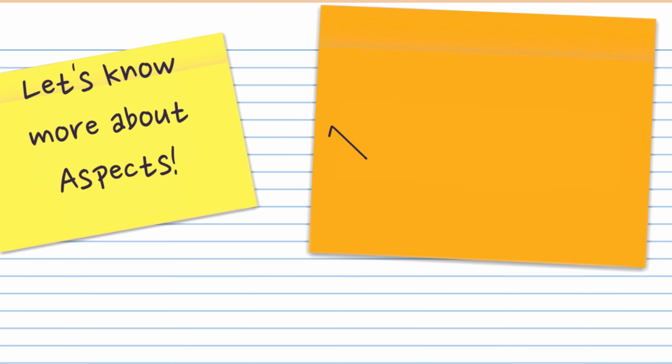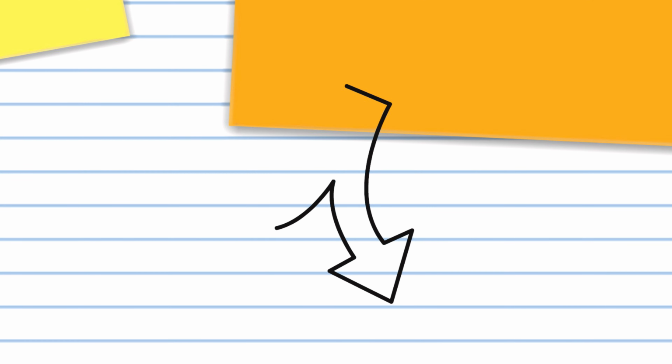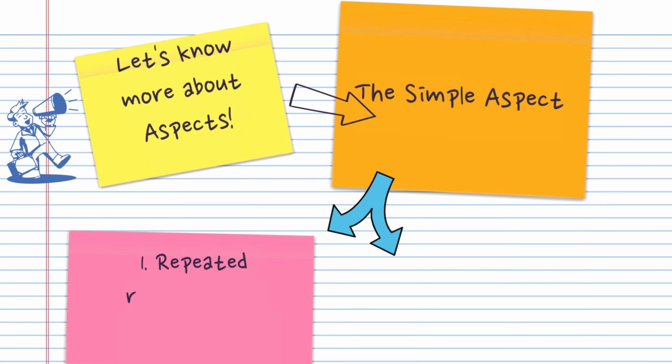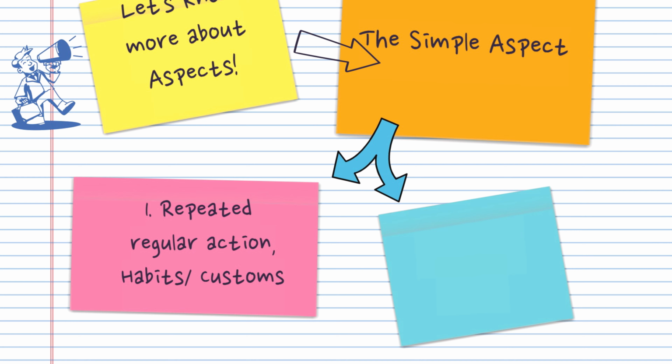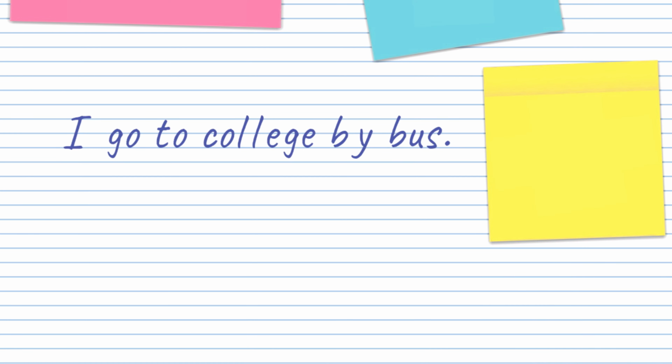The simple aspect. It could be past simple, the present simple, or the future simple. The main idea is that it's for regular repeated actions, or it can refer to one single action. For example, I go to college daily by bus. In this sentence, the action is repeated and regular.